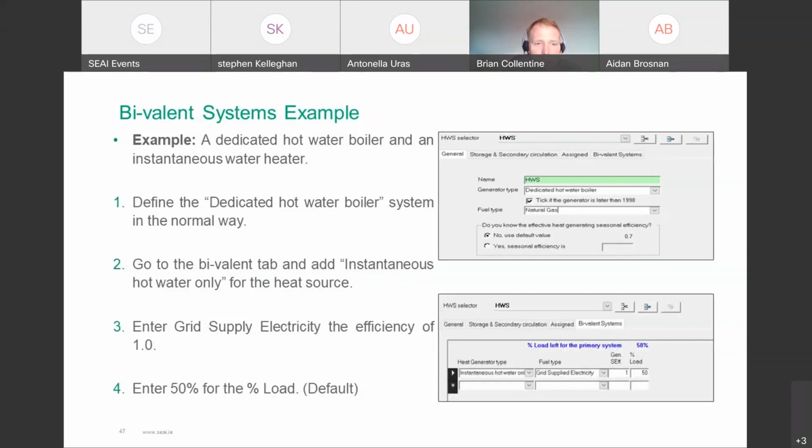So here we have a dedicated hot water boiler and an instantaneous water heater. We define the dedicated hot water boiler system in the normal way. So you can see on the right-hand side, we have dedicated hot water boiler. In this instance, we're greater than 1998, so we've assumed natural gas, and we're using the default. So that's the main system as such. And then your bivalent is an instantaneous hot water only, grid supplied electricity, efficiency of 1, obviously for electricity. And in this instance, we don't know the proportional load, so we've assumed the default of 50-50. And so we added in there 50% there.